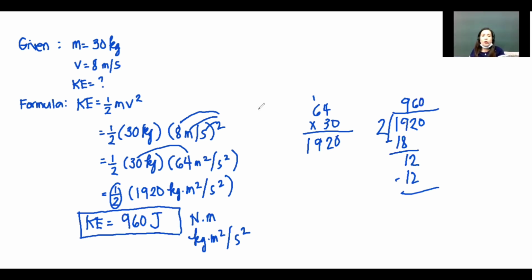Okay. Now let us proceed to the next velocity. So I'm going to clear all drawings. For another velocity, the last velocity is, what if the velocity is 10 meter per second. So again, you have to write the mass. Mass is 30 kilograms. Velocity this time is 10 meter per second. So we are looking for kinetic energy. That is the unknown.